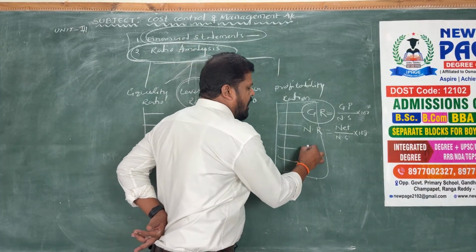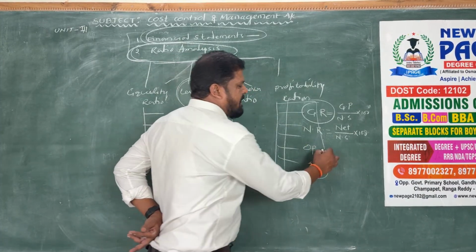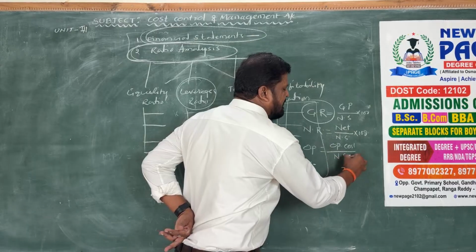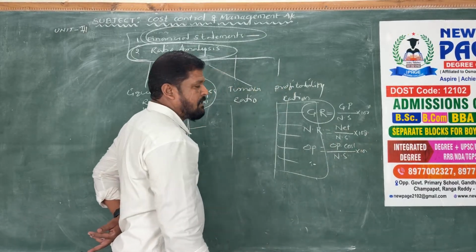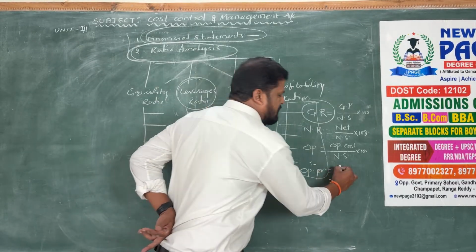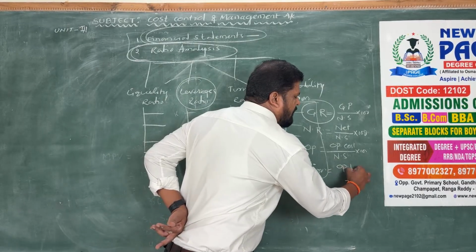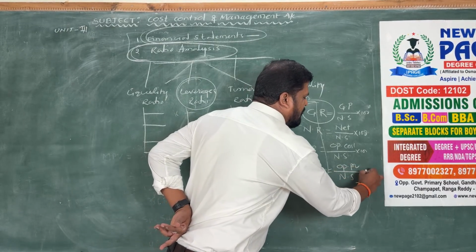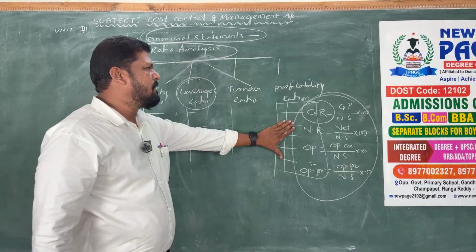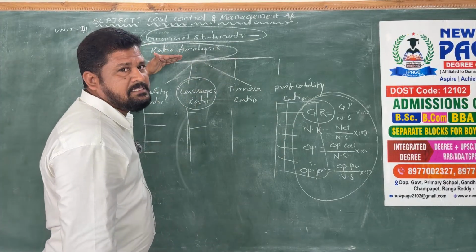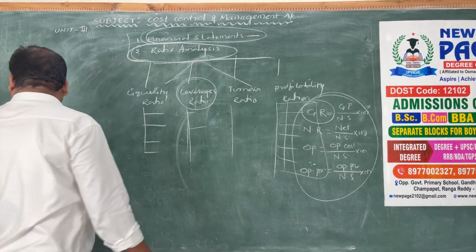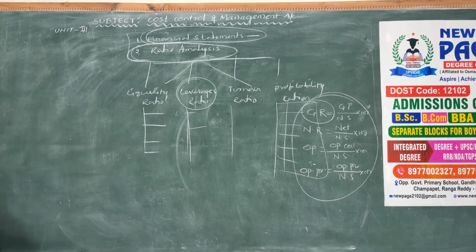Right? Third one is operating ratio. Operating ratio formula is operating cost divided by net sales into 100. Next one, operating profit ratio. Operating profit ratio is equal to operating profit divided by net sales into 100. Okay, these are the most important formulas in the ratio analysis, right? So third unit is also completed.